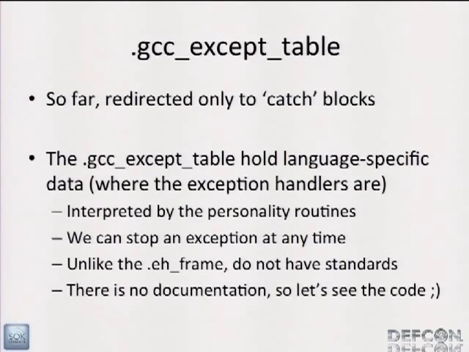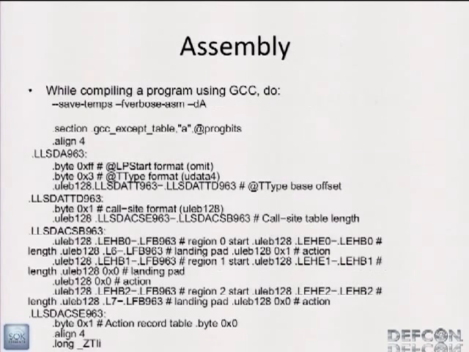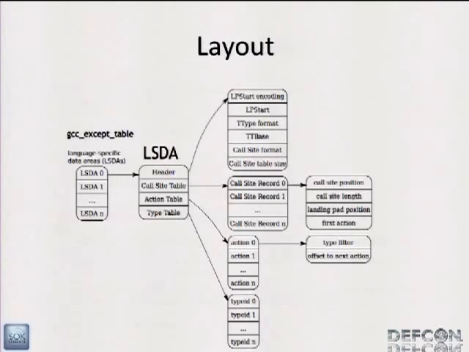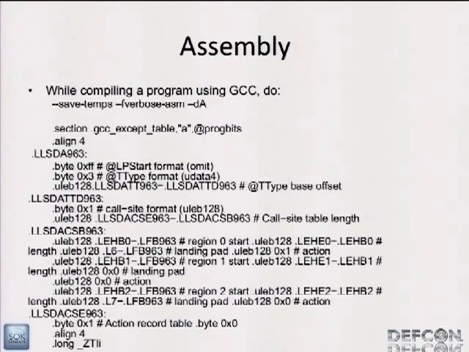EH frame is mostly derived from DWARF, so it's pretty well documented. For the GCC except table, there are a few mailing list posts by Ian Lance Taylor. There's an old document floating around somewhere from, I believe, HP that has an outdated version of the format. In order to really see what's going on, you have to tell GCC to give you some verbose assembly and take a look at what it's actually building in the GCC except table section. So think about packing your documentation with the source. Well, you pack it with the compiler, and then it deals it out piecemeal with the assembly code. I'm not sure this is really the high point of literate programming, however.